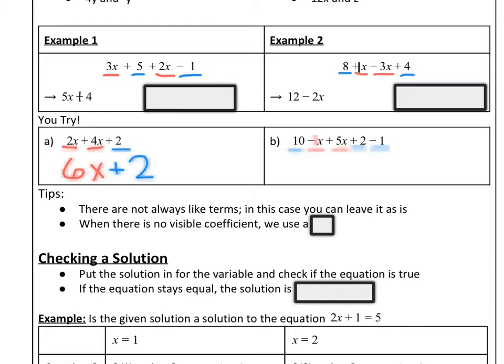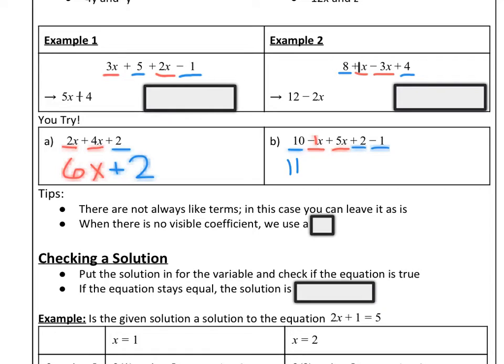For problem B, it looks like our variable term is a negative x plus 5x, or a negative 1x. And then we have other like terms of 10 plus 2 minus 1. I'm going to start with the regular term here without a variable. 10 plus 2 is 12. Minus 1 is 11. So that's going to become 11.